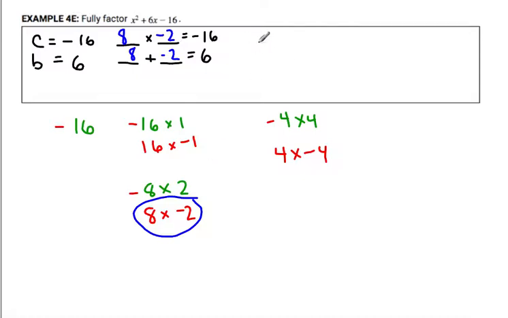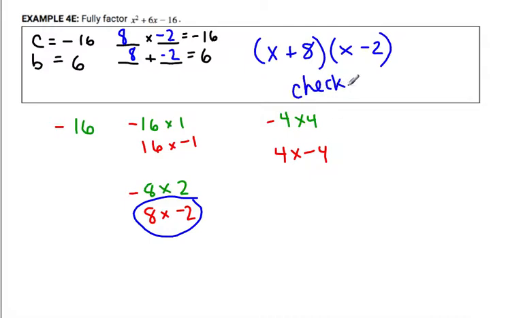So now my last step here is to take those into the brackets. I've got x for my variable plus 8. And my second bracket is going to be x minus 2. If I FOIL that out, which I won't do now, I'm going to get x squared plus 6x minus 16. You should always check your work. I'm just not going to, to save a little bit of time.